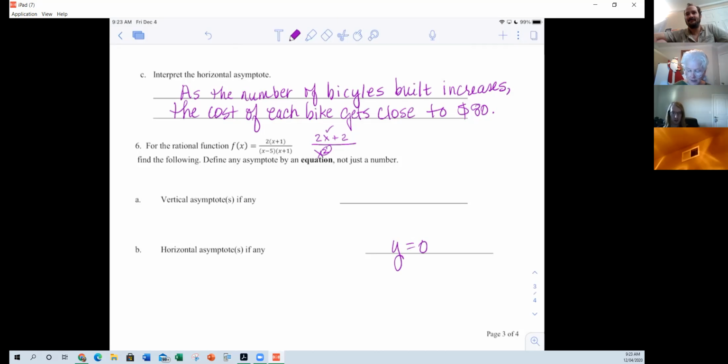Find the vertical asymptote. Cancel what you have in common, that would be a hole, but we're asked for the asymptote, so set the denominator equal to 0. So that's where the vertical asymptote is going to be, at x equals 5.